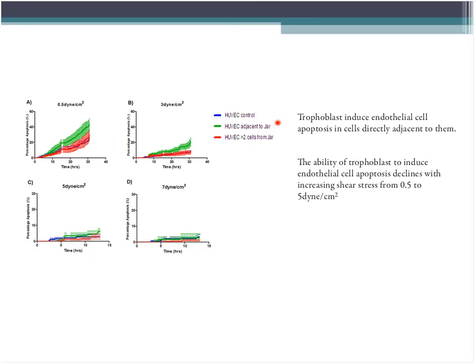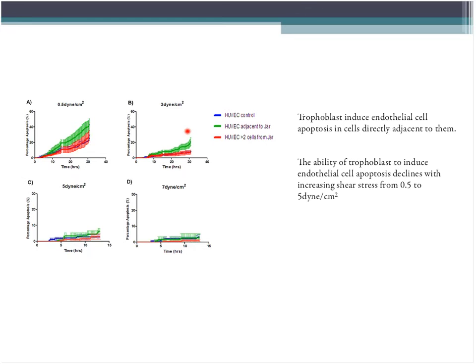In this case, we've used JAR choriocarcinoma cells as our trophoblast cell line. So HUVECs directly adjacent to trophoblast, and HUVECs more than 2 cells away from a trophoblast. We did this to try and determine whether the apoptotic interactions were a result of direct cell-cell interactions or of things being released into the media, perhaps. And what we saw was that trophoblasts induced endothelial cell apoptosis in cells directly adjacent to them. This green line represents cells directly adjacent to trophoblast, whereas HUVECs more than 2 cells away from a trophoblast have the same level of death as control cells.